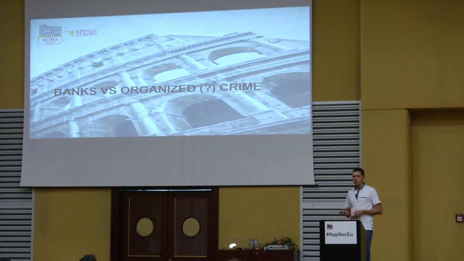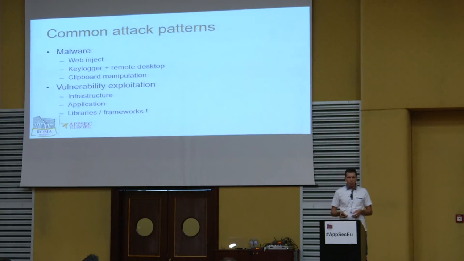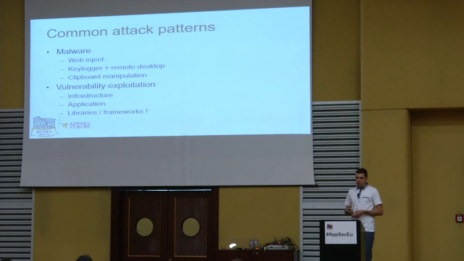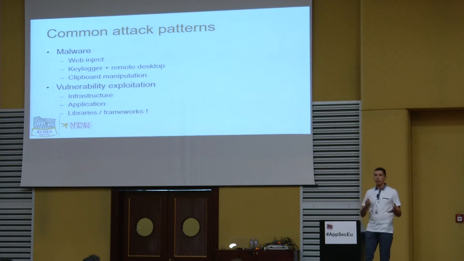So let's review common internet banking attack patterns and the security features used by banks to mitigate such risk. Attack scenarios on internet banking could be client side, which is generally malware, and on the server side. The most common attack pattern when we are discussing malware is, of course, web inject, when malware modifies the content of the web page. But we have also seen other scenarios like intercepting credentials using a keylogger and utilizing them via a special remote access malware module. On the server side, as in any other application, the attacker can attack the infrastructure, the application itself, or libraries or frameworks, the common components.